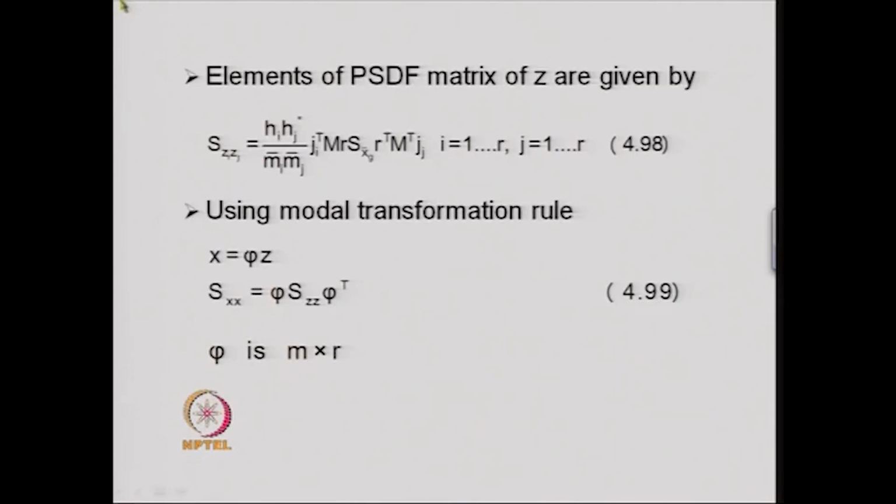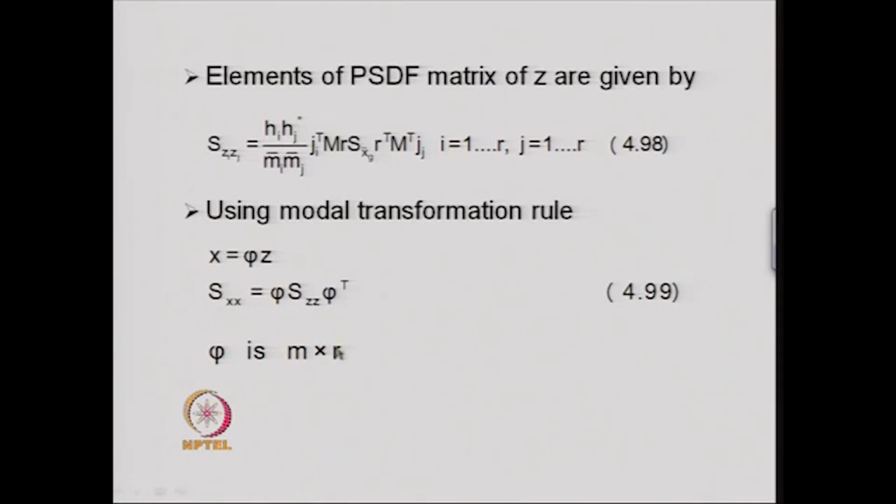So, once we are able to describe P_i(omega), that is the ith generalized load, then using that one can write down S_ZiZj, that is the cross power spectral density function between the two modal displacements Zi and Zj, as H_i into H_j star, then phi_i transpose M R S_xg double dot R transpose M transpose phi_j, and both i and j vary from 1 to R, where R is the number of mode shapes that we consider. Using this expression one can write down the cross power spectral density function between any two modal coordinates, and then with the help of this we can make the matrix S_ZZ, and the diagonal terms of course will be S_ZiZi, with i varying from 1 to R.